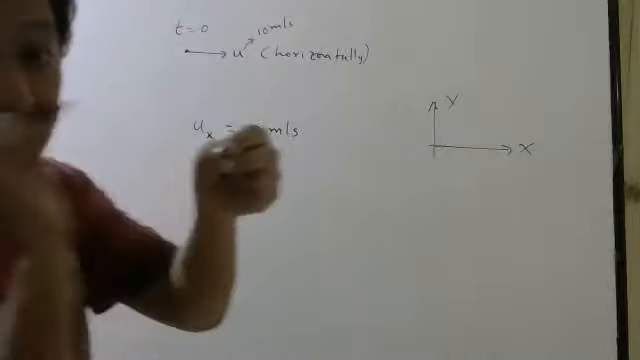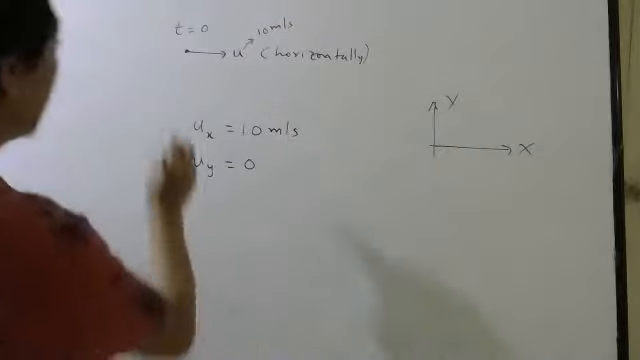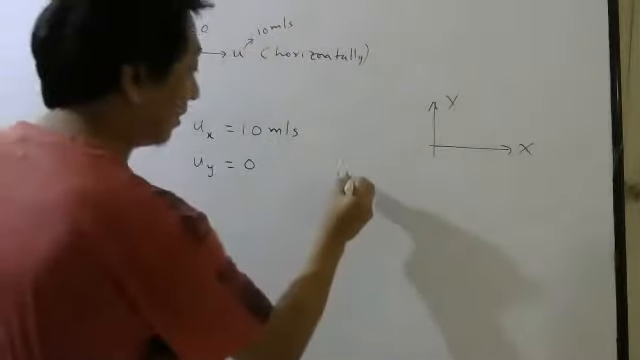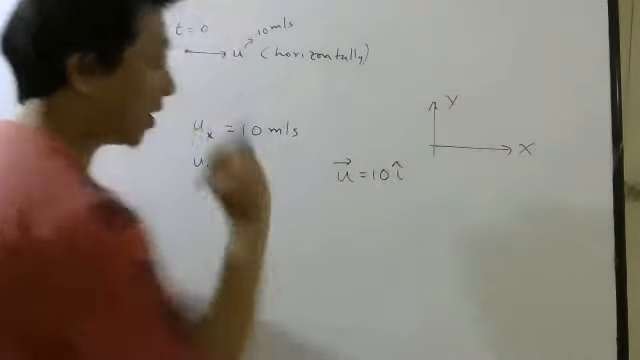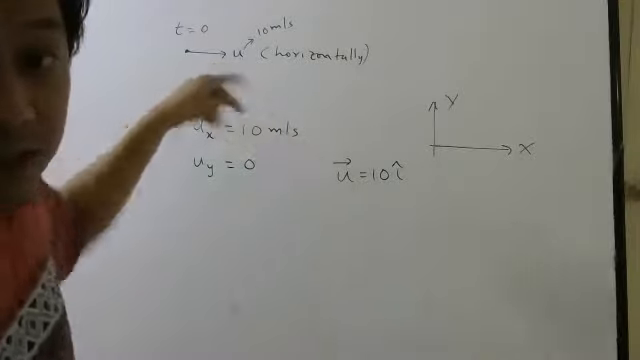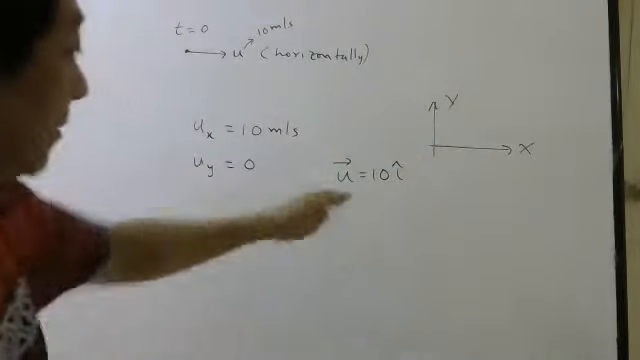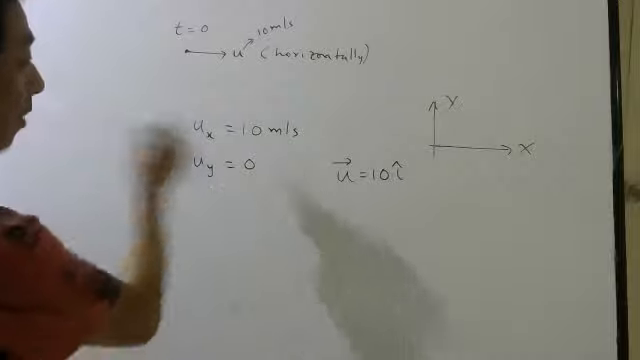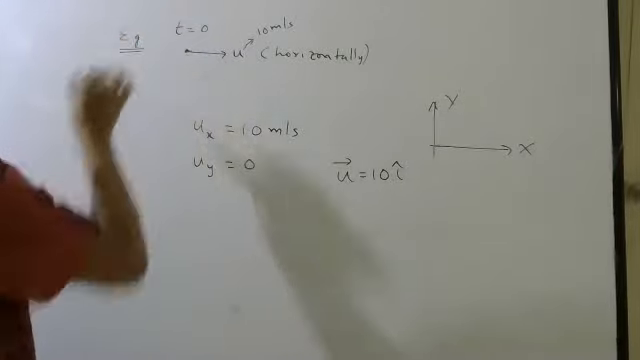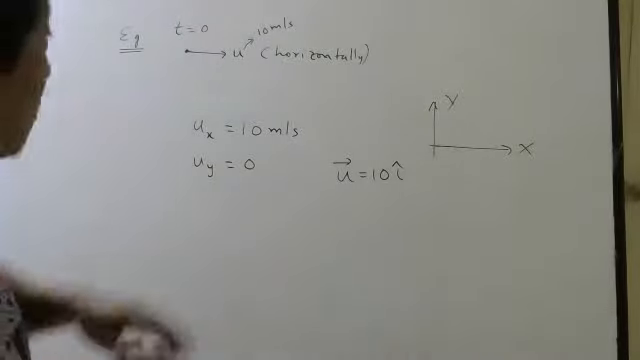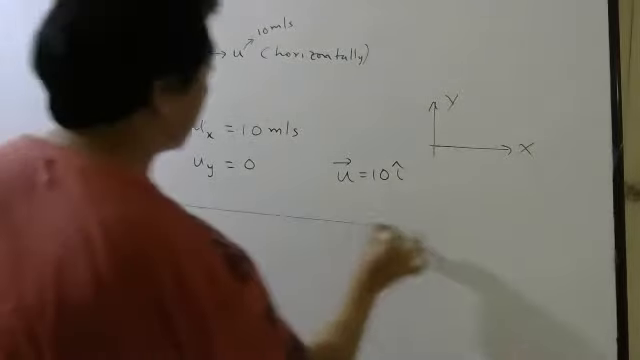So if I throw something like this, please remember the initial velocity in vector form. How will you write it? 10 i cap. Why i cap? Because initially it is moving along the x-axis. So in that case, your uy will be 0. Just write this example, make a note of this, put it in a box.